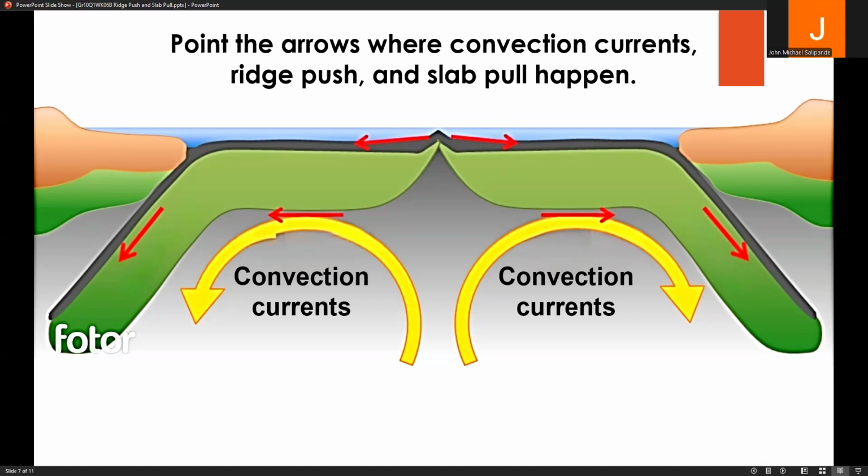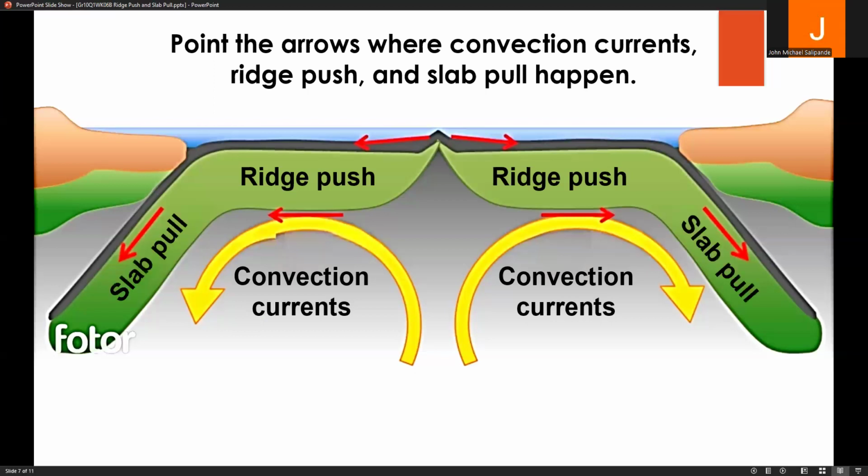Now, when you say ridge push, you have two oceanic crusts separating from each other. That specific plate boundary is represented by the two red arrows, one moving to the left and the other moving to the right at the top. Slab pull is otherwise known as continental-oceanic convergence, wherein the oceanic crust subducts under the continental crust. Whenever you see an oceanic crust subducting, we call that the slab pull.